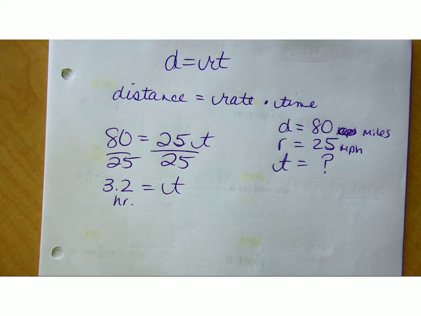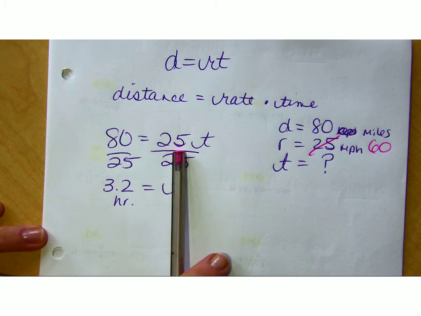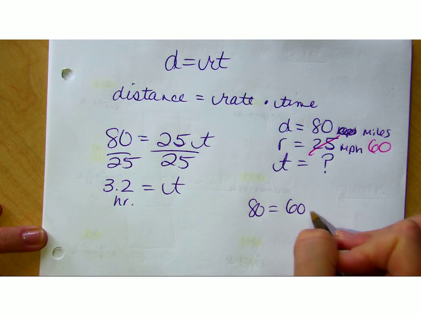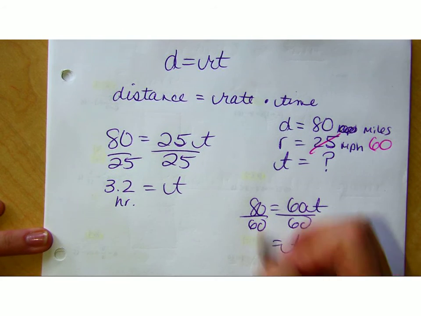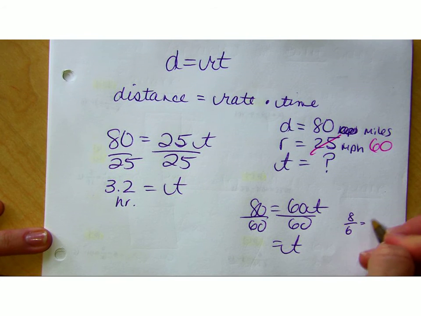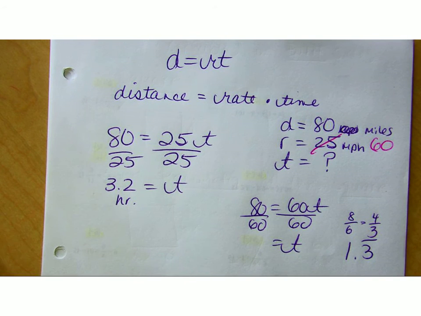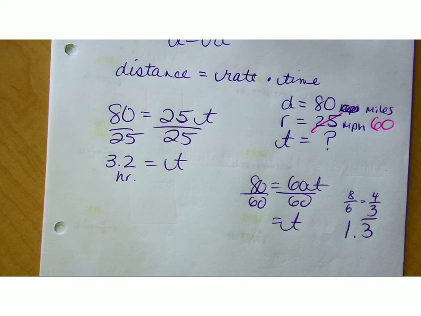Okay? So, how would that change if I said, okay, I now drove 60 miles an hour? That would just mean that instead of 25, it would be 80 equals 60 t. And when I divide, I would cancel out my zeros, and I would have 8/6, which is equal to 4/3, which is equal to 1.3 repeating. I upped my speed to 60, and it only took me an hour and a third of the next hour. Okay? Does that make sense?